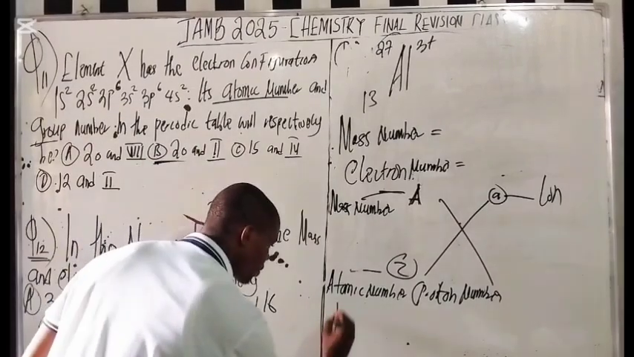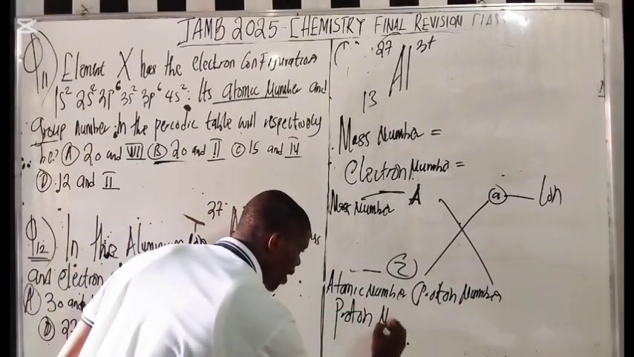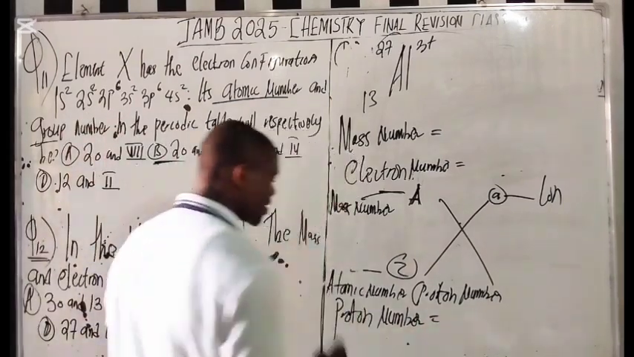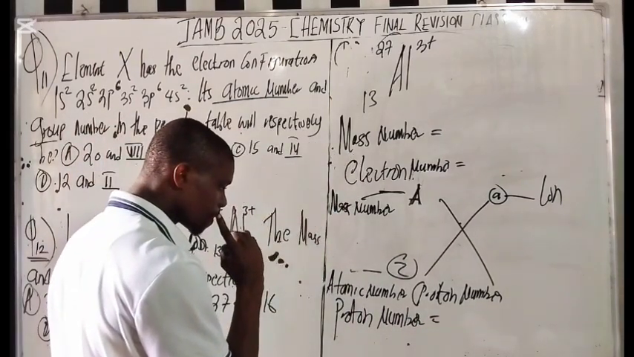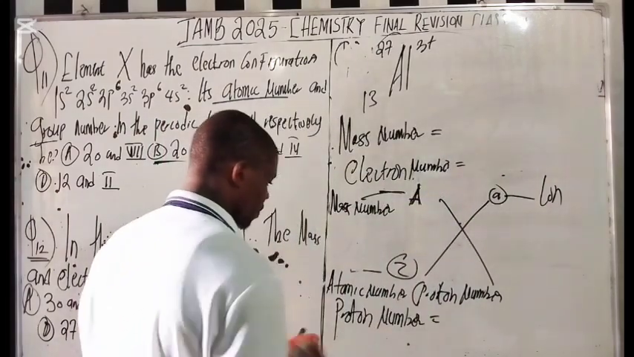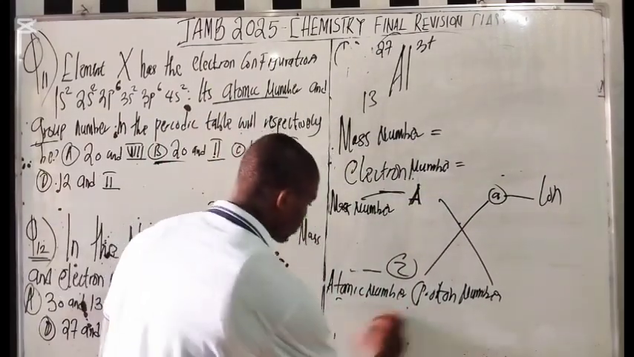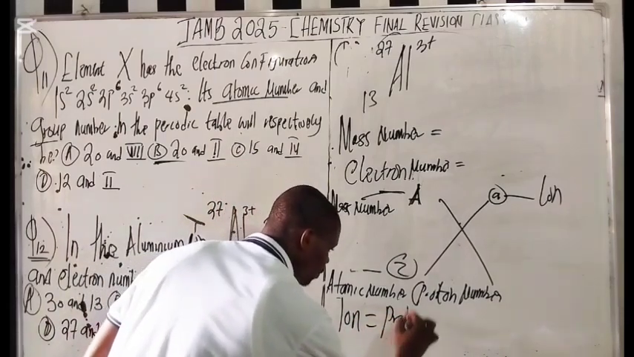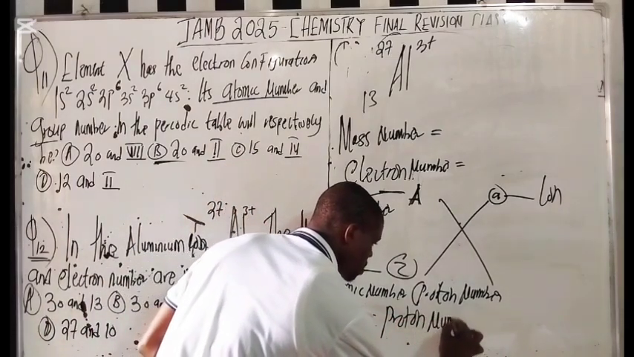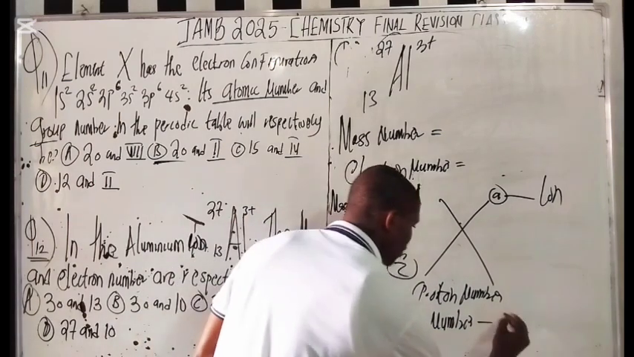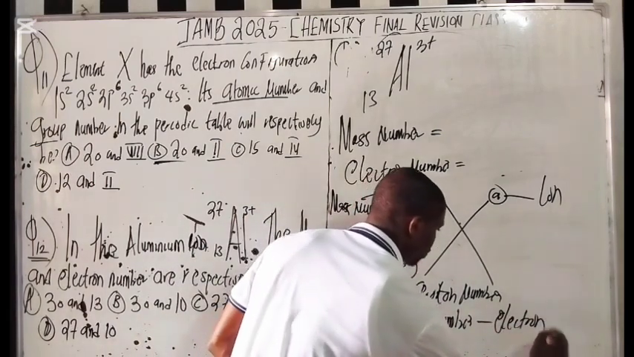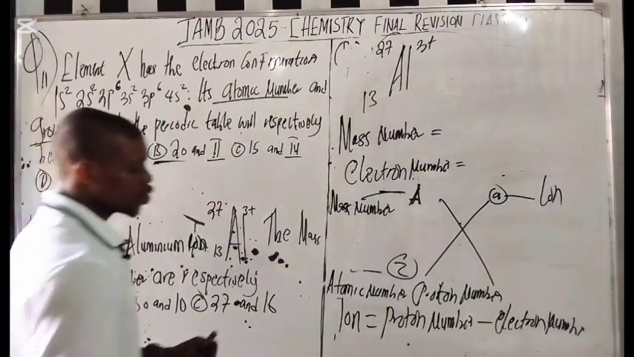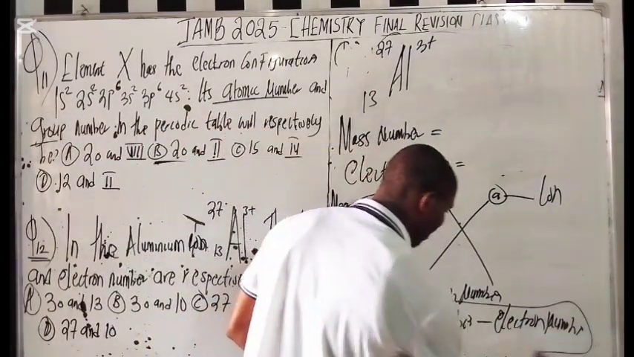Now ion is always equal to proton number minus electron number. Right there. So now, make electron number the subject of the formula here.